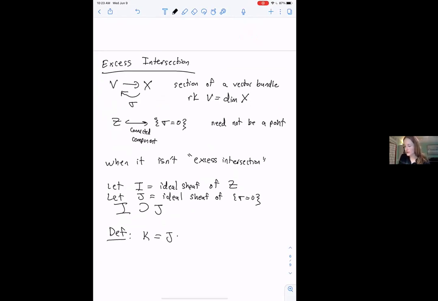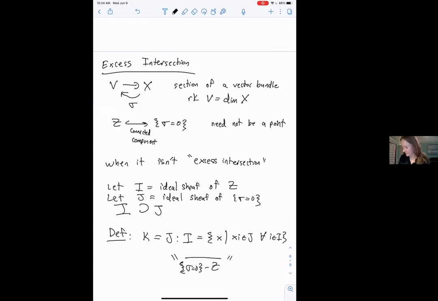So the colon ideal, J colon I, is the sheaf whose sections are the regular functions x such that x times i is in J for all i in I. And topologically, think of this as we take out, from the solutions, the vanishing locus of I, which, sorry, is Z here. And then we take the closure, and this is really the sheaf of ideals on it.